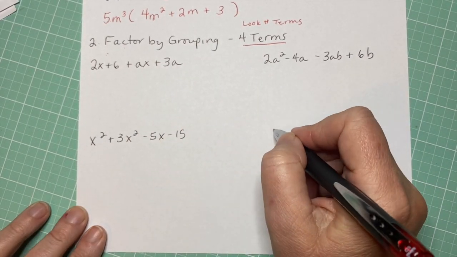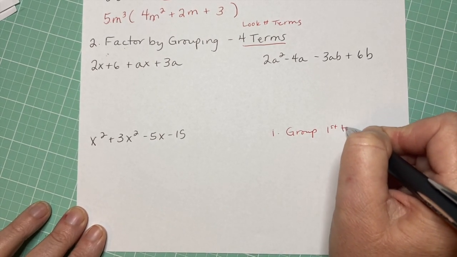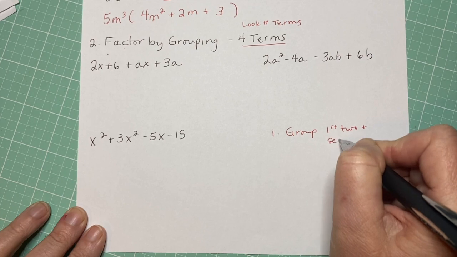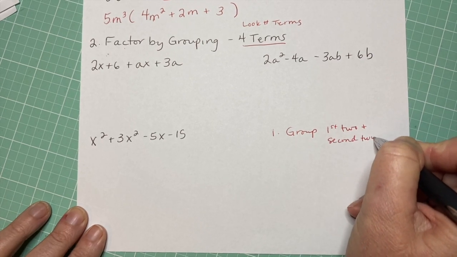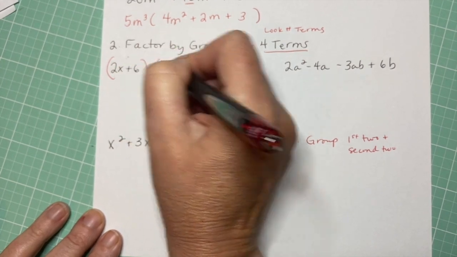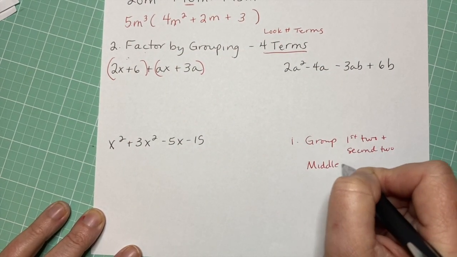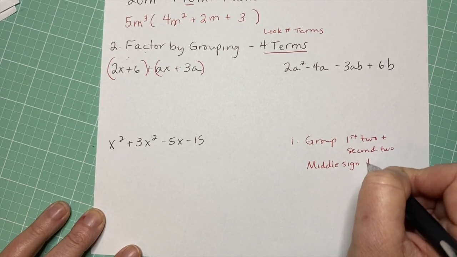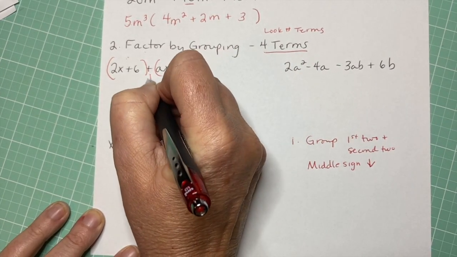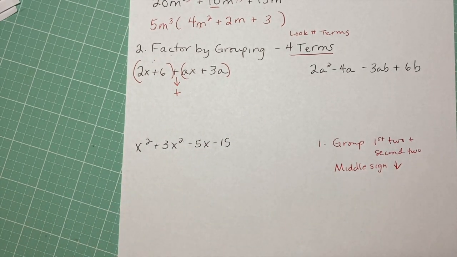So the first step is you want to group the first 2 and the second 2. So what I mean by that is I'm going to put parentheses around the first 2, parentheses around the last 2, and the middle sign comes down. So this middle sign comes down. So that's your first step. Group the first 2, the last 2, and the middle sign comes down.